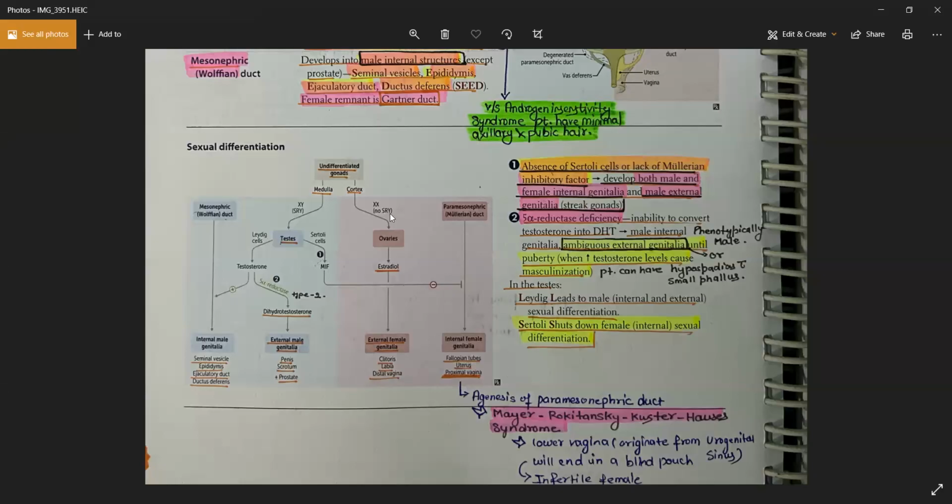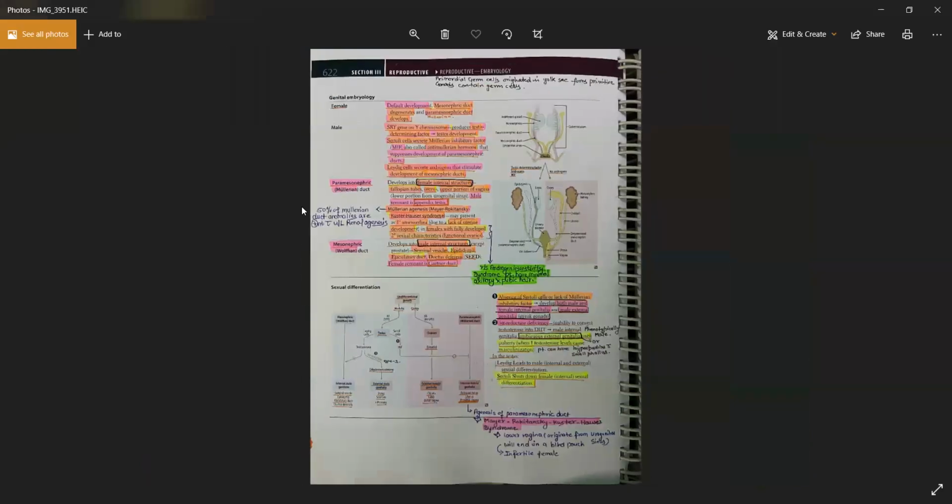So that was about all these structures on this page. Any doubt, please ask. Yeah, I had one question. The Mullerian agenesis, what triggers the Mullerian agenesis? The MIF, Muller inhibitory factor.